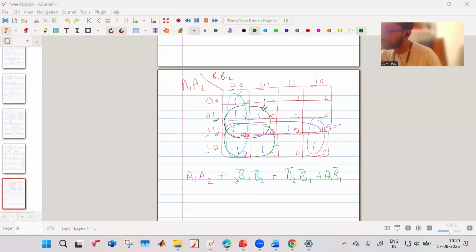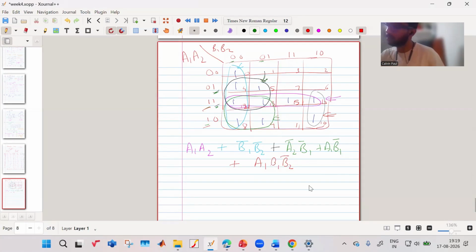Okay. And then the last one, there is this one. This is what equal to? Here A1 is remaining the same, right? So this A1, and here you have B1 and you have B2 bar. Okay. So this is the combination. This is the circuit.